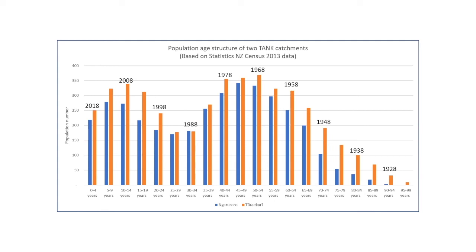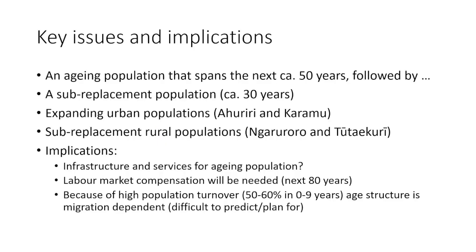In the next slide, what I've done is I've enlarged the 2 rural populations. So this is the Narururu and the Tutaikuri. Very similar age structure with a couple of differences. We've got the ageing population here, the sub-replacement loop here in the bottom, but also some sub-replacement decline here in the base of the actual population age structure.